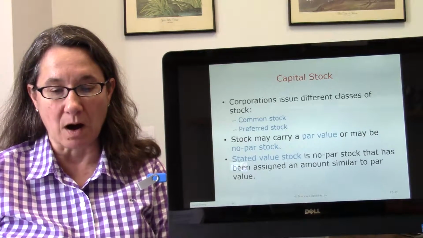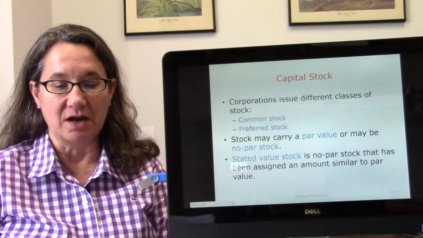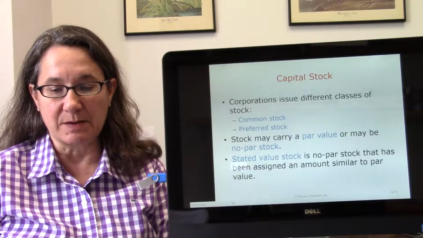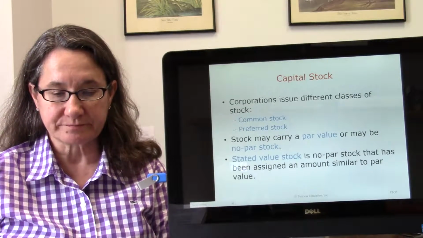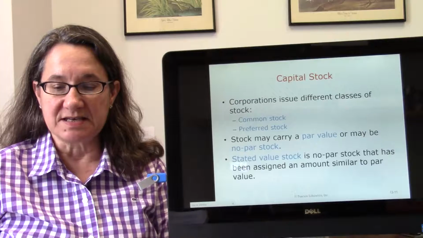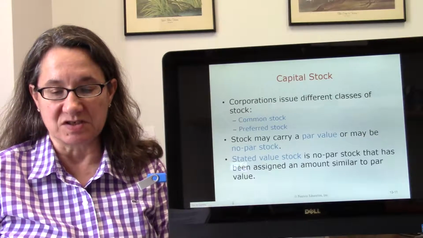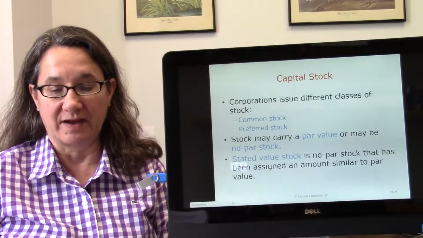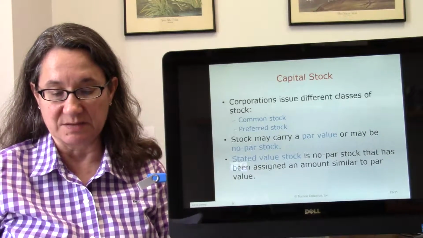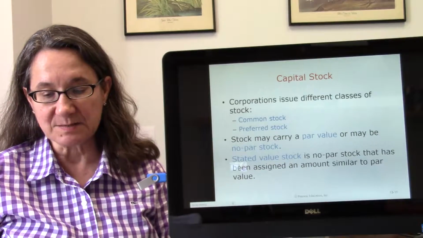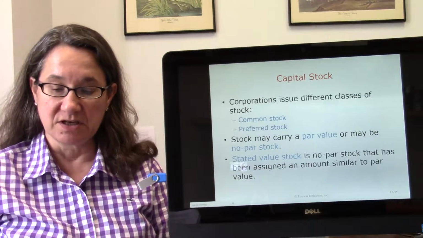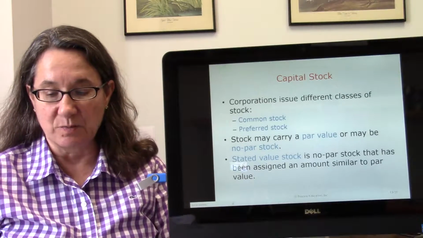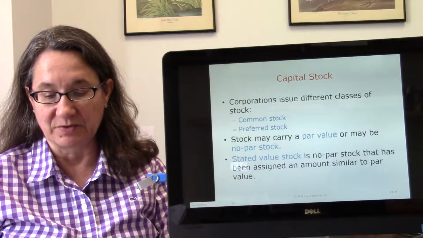Stock may carry a par value, or it may be no par stock. Par value is an amount assigned by a company to a share of its stock. Most companies set par value low to avoid issuing their stock below par. The par value of a stock has no relation to the market value, which is the price at which the stock is bought and sold. Some states allow the issuance of no par stock. No par stock is stock that has no amount assigned to it. Stated value stock is no par stock that has been assigned an amount similar to par value.